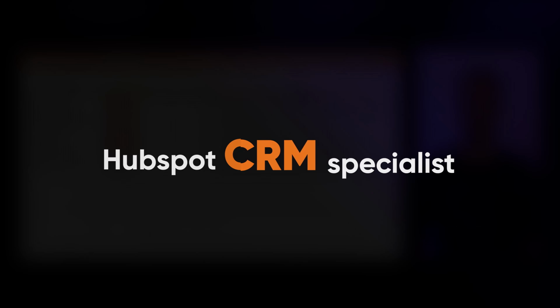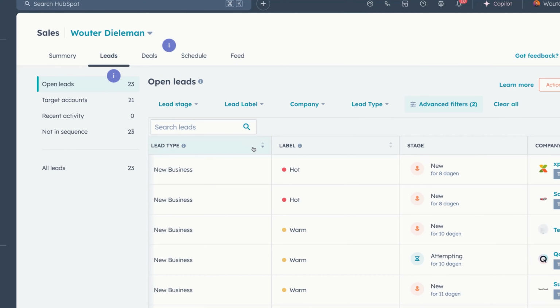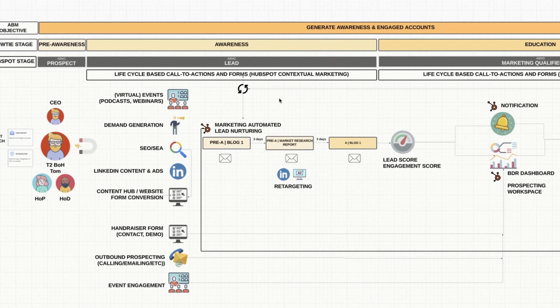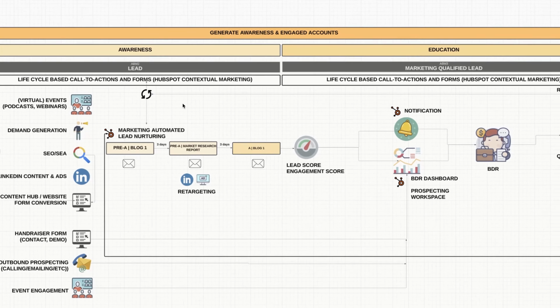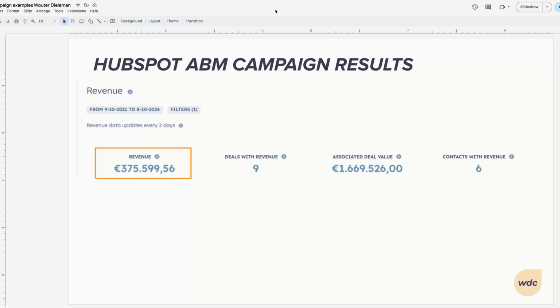The third key role is the HubSpot CRM specialist. They are responsible for developing necessary features around ABM in the HubSpot portal, for example, the sales workspace, which is the sales cockpit. They also develop the CRM blueprint that dictates how prospects move through your ABM motion in HubSpot. Lastly, they develop ABM campaign dashboards.